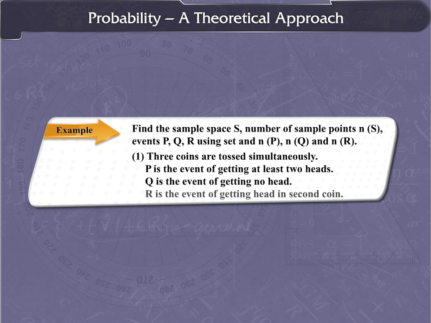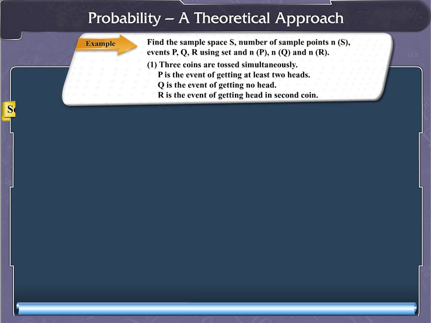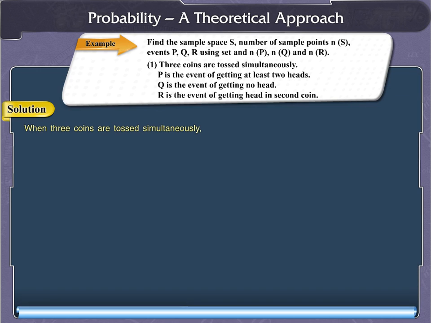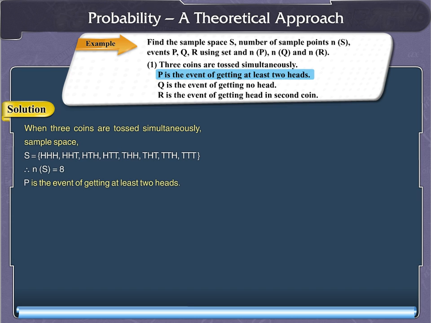In the first example, 3 coins are tossed simultaneously. When 3 coins are tossed simultaneously, sample space S contains elements as shown here. Therefore, n of S is 8. P is the event of getting at least 2 heads. At least 2 heads means 2 heads or more, but not less than 2.